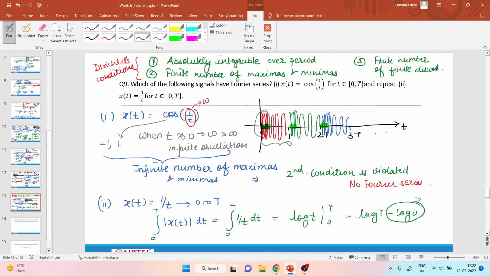This factor is minus of minus infinity, that is this entire thing tends to infinity, which means that this x(t) is not absolutely integrable, and hence the Fourier series does not exist.